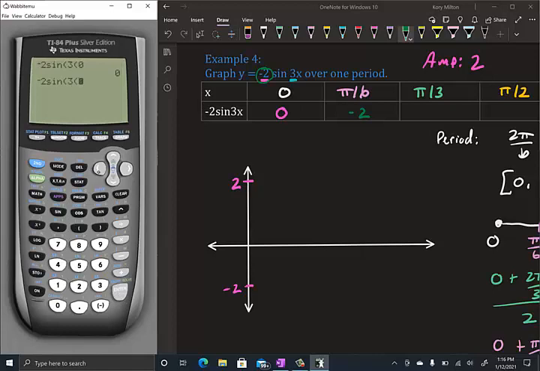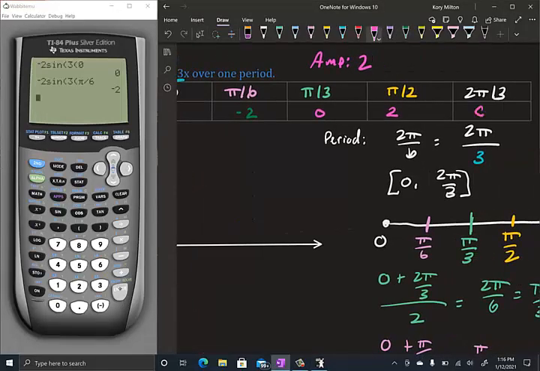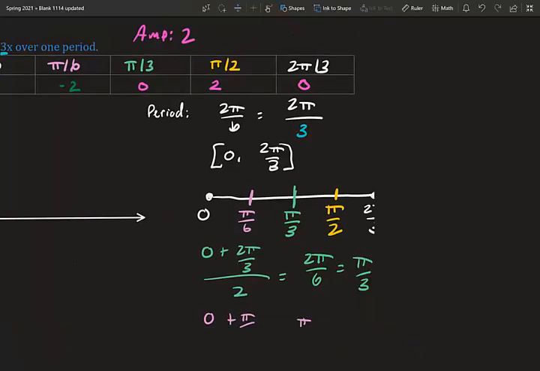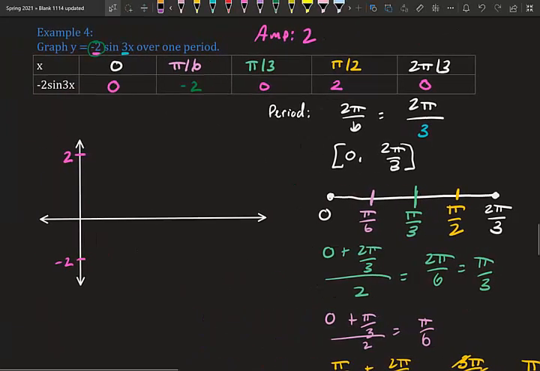So our x this time is pi over 6. And we get negative 2. So then it goes from negative 2, then to 0, then to 2, then back down to 0. It's a pattern. Let's fill out our x-axis. We have 0, then we have pi over 6, then we have pi over 3, then we have pi over 2, then we have 2 pi over 3.